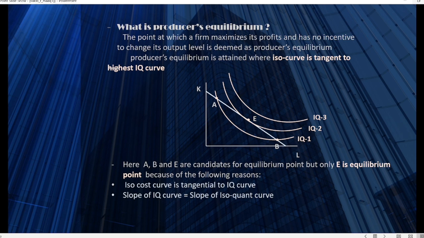Any point inside the isoquant means resources are underutilized, while any point outside is unattainable with the given budget. Example, if labor becomes cheaper than capital, the slope of isocost changes and the equilibrium shifts toward more labor use. This explains why firms may substitute labor for capital or vice versa.